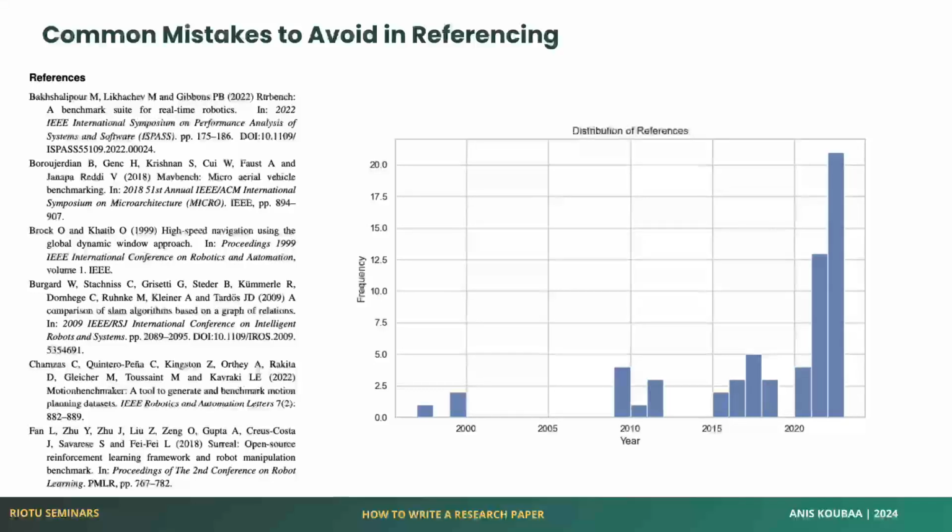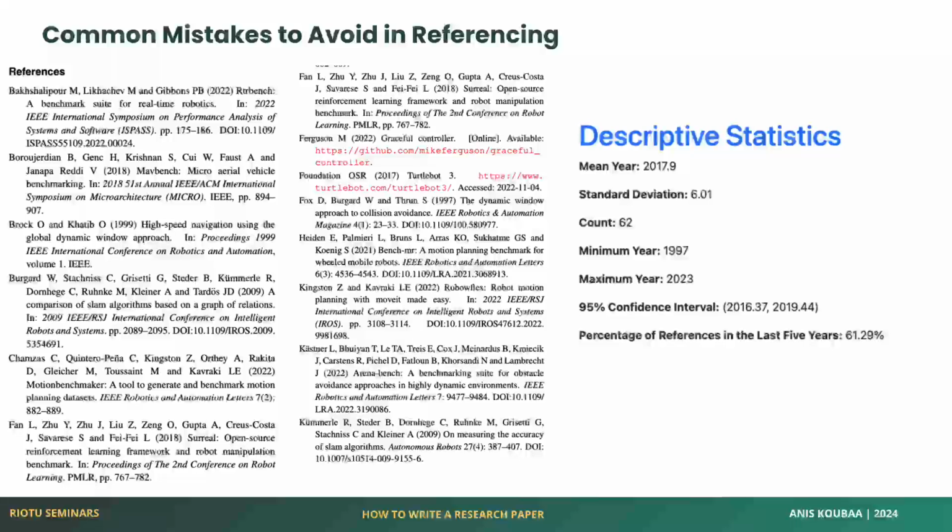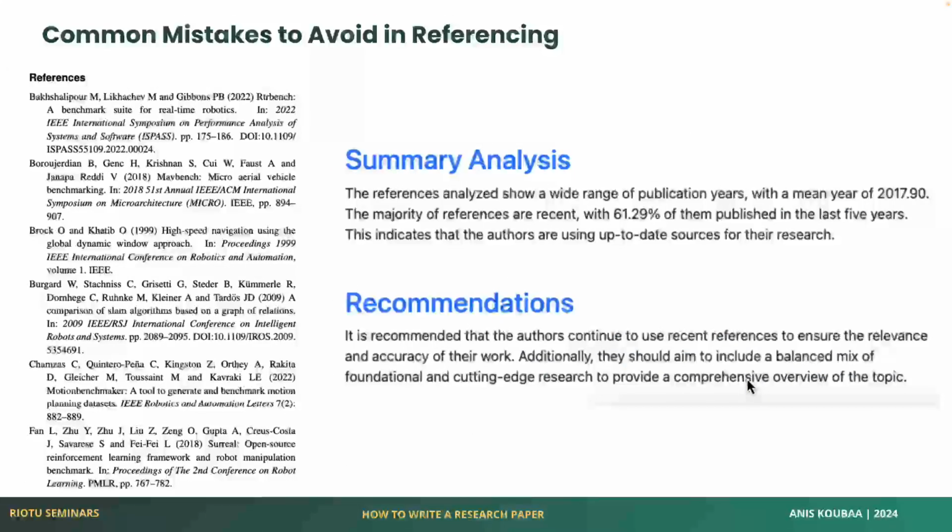So I have a tool, I'm going to make it available. You can just put your references, copy and paste, and it will generate a report similar to this one, with descriptive statistics. And at the end, it can give you some recommendations also. The references analyzed show a wide range of publication years with a mean of 2017, and the majority of references, 61%, were published in the last 5 years. This indicates the authors are using up-to-date sources for their research. But still, there is a recommendation to also use more recent research.